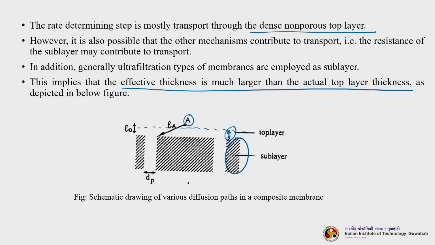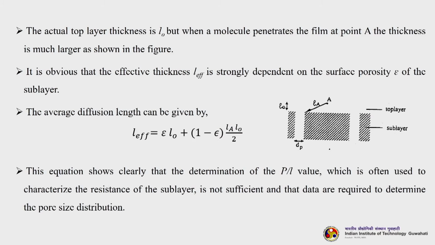So, what resistance is being offered to its transport or permeance through this particular layer will be decided by the thickness of the sublayer. The actual top layer thickness is L naught, but when a molecule penetrates the film at a point A, let us say this is point A, the thickness is much larger, as shown in the figure. So, your total thickness becomes something like this. Now, it is obvious that the effective thickness is strongly dependent on the surface porosity of the sublayer.